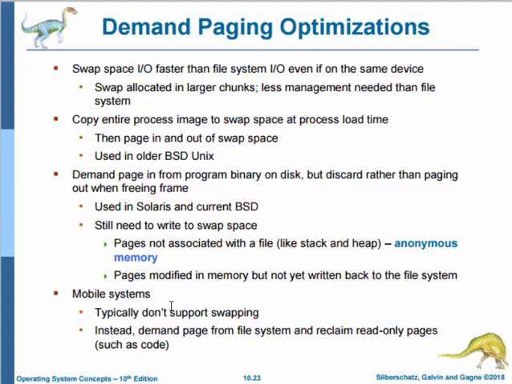Typically, mobile systems do not support swapping. Instead, demand paging comes from the file system, and they reclaim read-only pages such as the code.